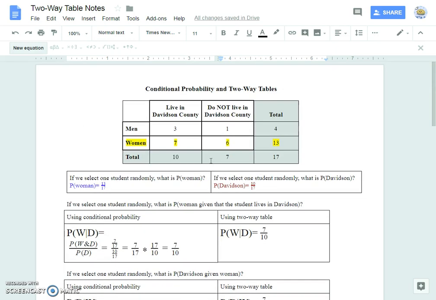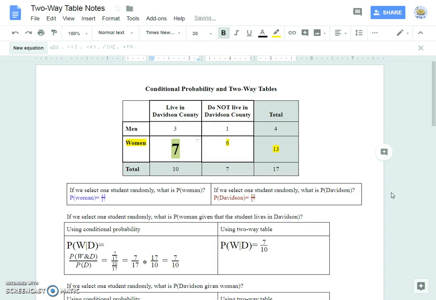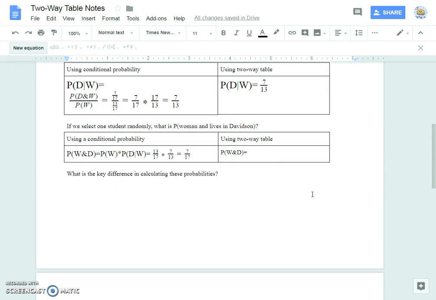Looking at our two-way table, we look for woman and Davidson. That is going to be our 7, and then we're referencing the whole table, so that's out of 17.